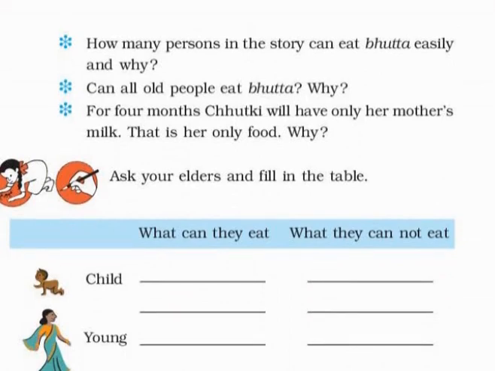How many persons in the story can eat bhutta easily and why? Just think of the story and tell me. There were how many persons? Vipul, Vipul's mother, his grandmother, his mommy and Chutki. So there were 5 members in the family in this story, and out of these 5 members, 2 members cannot eat bhutta easily.